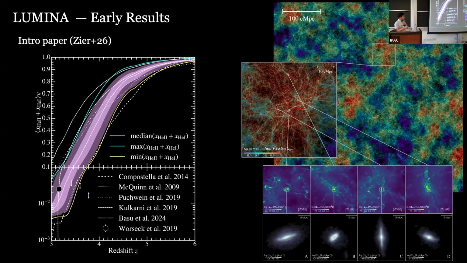And on large scale, the plot here shows the helium ionization history produced in the simulation. It starts around redshift 6 and ends around redshift 3, which are consistent with existing observational constraints.